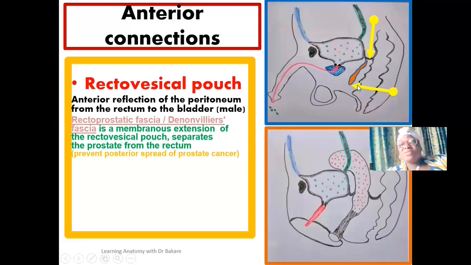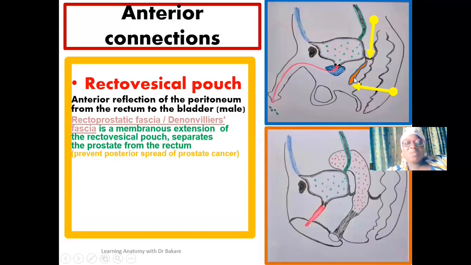All we still need to do is to break the name down, rectoprostatic fascia. It means the fascia that is seen between the rectum and also the prostate gland. We know that the prostate gland is seen to be located at the inferior part of the urinary bladder. This is the urinary bladder, and this is the prostate gland here that is highlighted in blue. This extension from the rectovesical pouch that is referred to as the Denonvilliers fascia or the rectoprostatic fascia is seen to border or separate the prostate gland from the rectum.